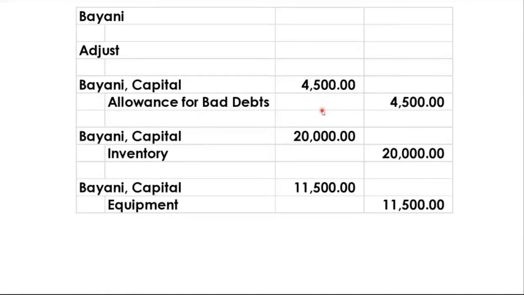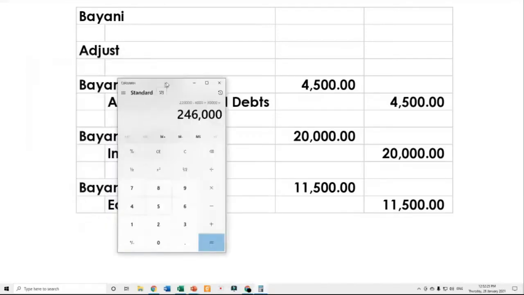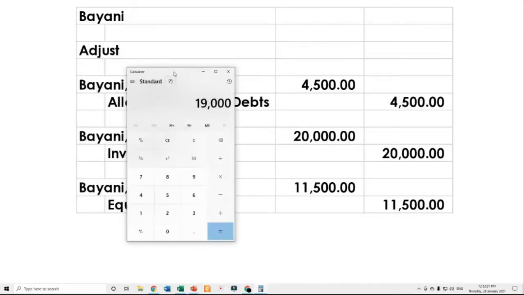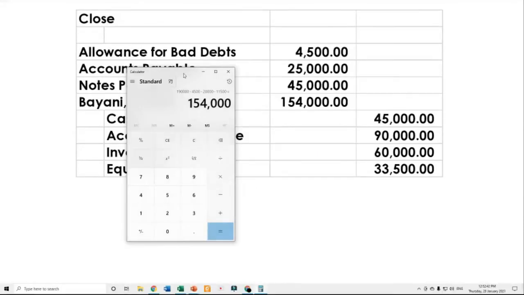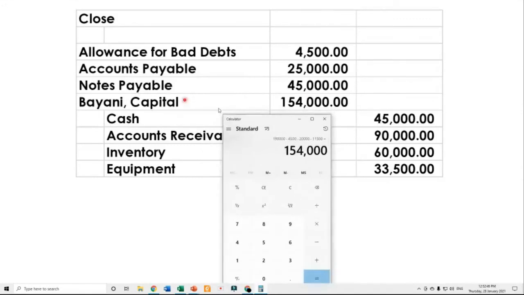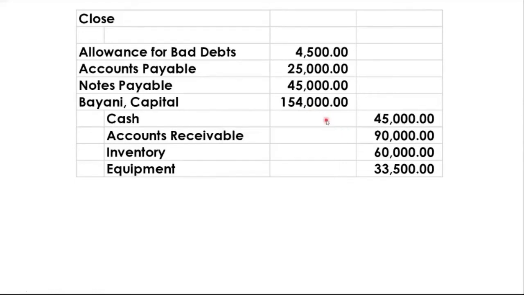So let us have our calculator here. So we have a 190,000 balance initially. Because all of these are debit items, they will be deductions. So minus 4,500, minus 20,000, and minus 11,500. So that's 154,000. So when you go to this closing entry, the capital that will be debited is 154 because it has a credit balance prior to closing entries.